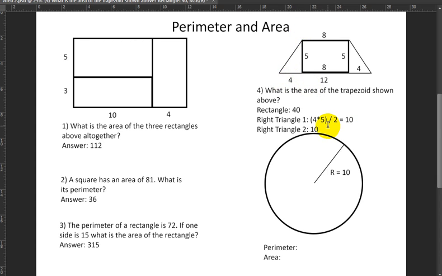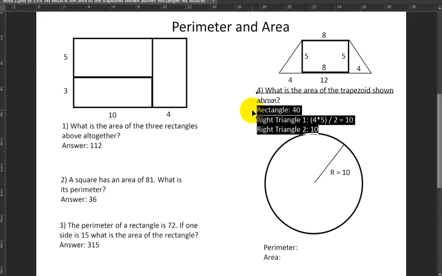And now to find the whole thing, what we're going to do is add all of these together. So 40 and 10 and 10. Well, 40 and 10 and 10 makes 60. So the entire area of the trapezoid is going to be 60.